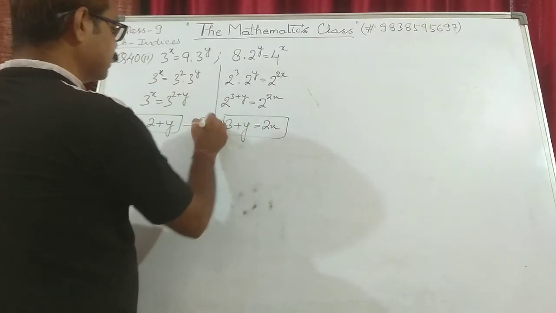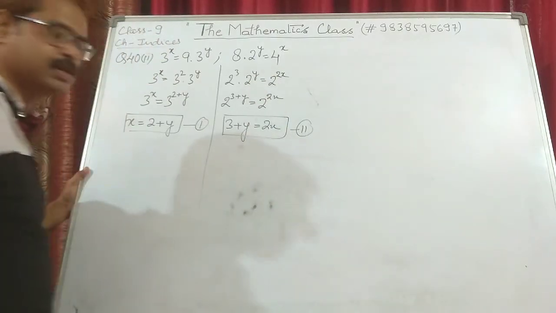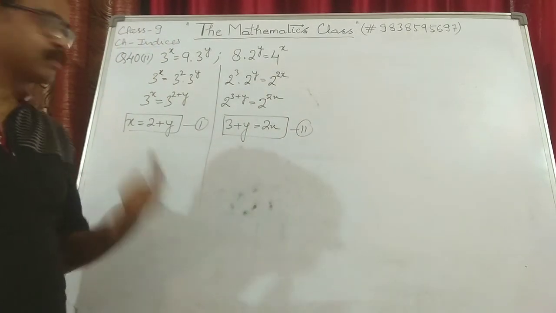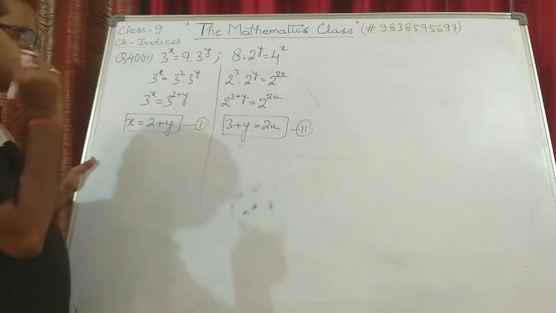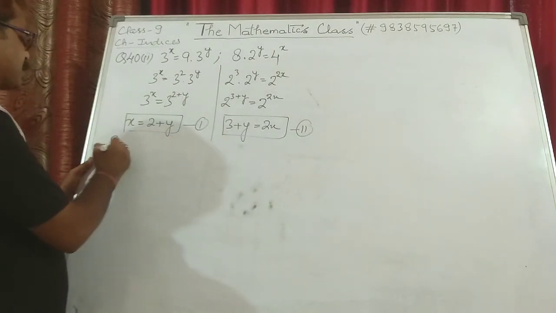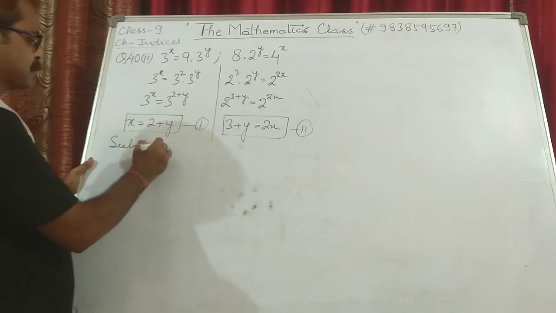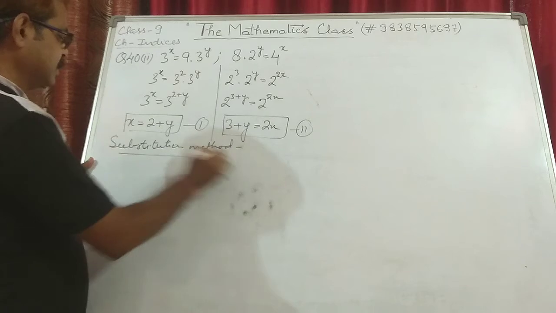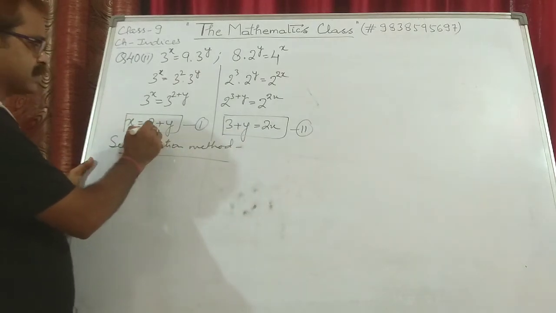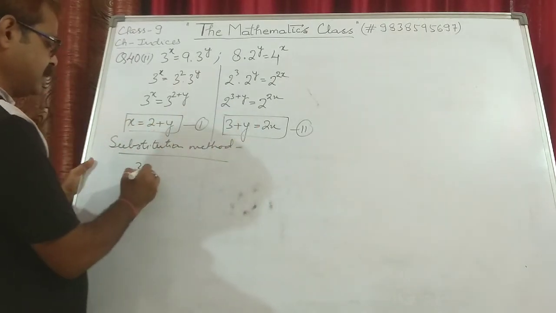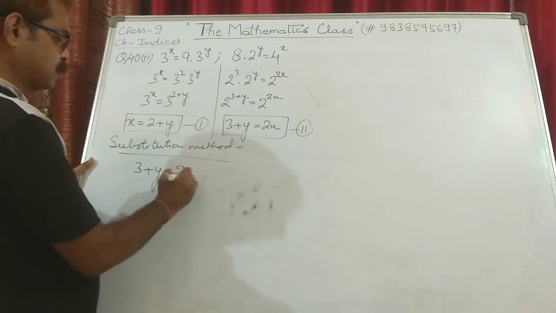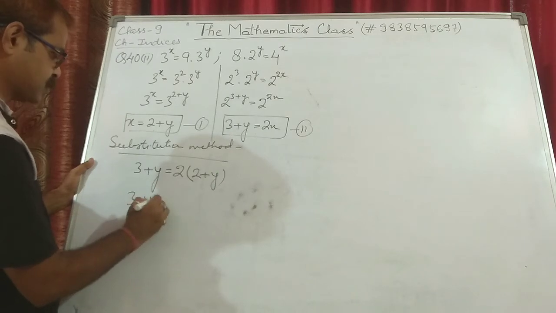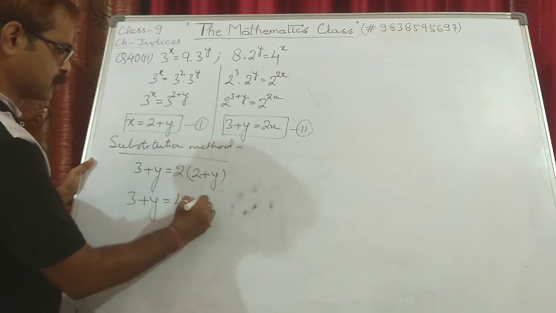Now these are in the form of simultaneous equations which we can solve by either elimination method, substitution method, or cross multiplication method. So what I am doing, I am solving it by substitution method. Because I can see that x is equal to 2 plus y, so I will substitute this value of x in the second equation. So 3 plus y is equal to 2 times of x. x is 2 plus y. That makes 3 plus y is equal to 4 plus 2y.